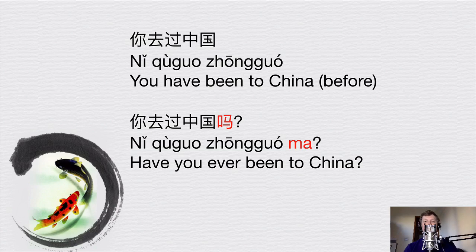Let's have a look at another example. 你去过中国. You have been to China, or you have been to China before. 你, you. 去, go. 过 is a particle which indicates that you've had an experience in the past or you've done something before. And 中国 means China. So to make this into a question, we just add ma to the end of the sentence. So it would be 你去过中国吗? Have you ever been to China?